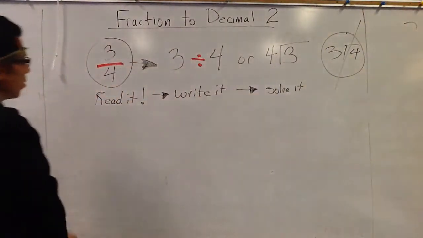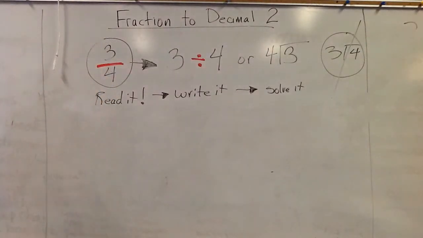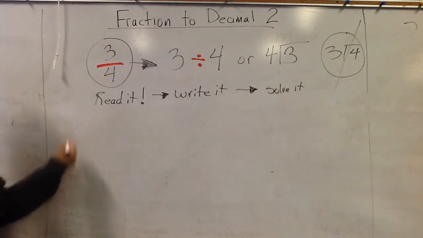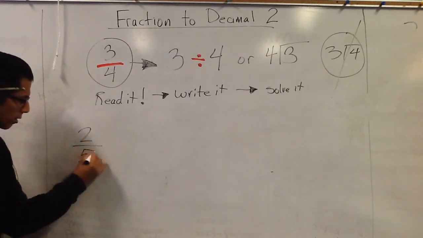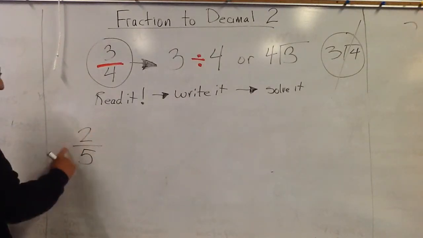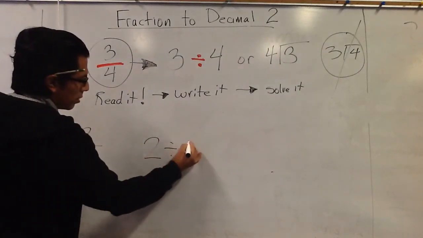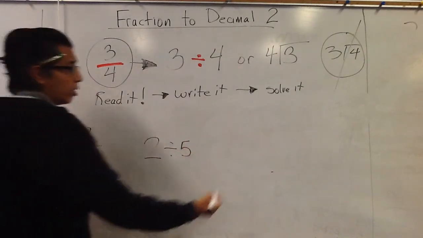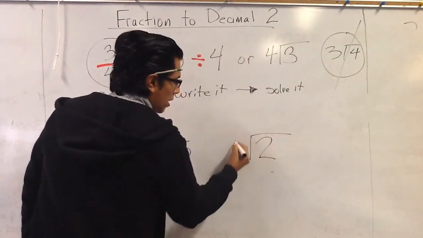Say it with me. Read it, write it, solve it. Let's try another common, popular one. How about 2/5? All right, well, I need to make a fraction into a decimal. So read it. 2 divided by 5. 2 divided by 5. Or 2 divided into 5 equal parts.